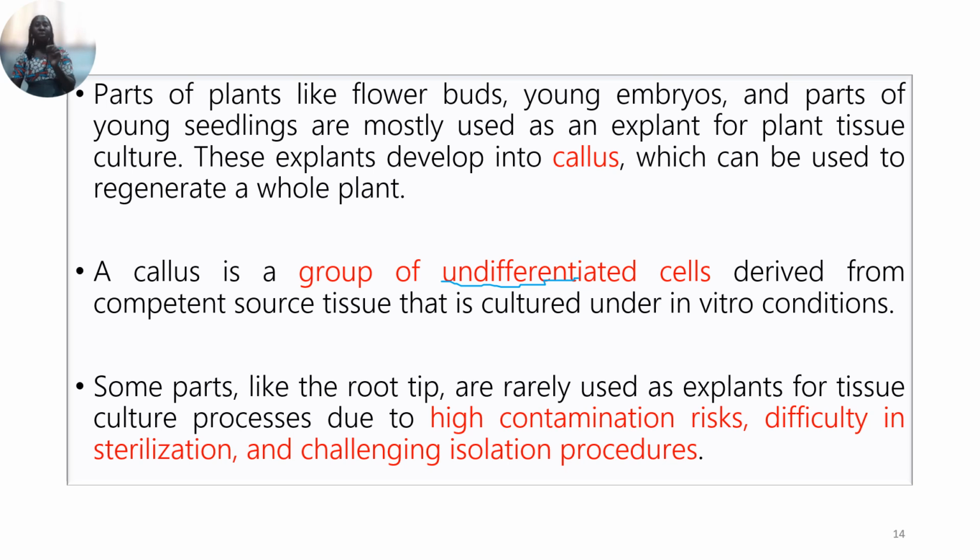We shall see all this, don't bother yourself. It's just that you have to make sure you go with me together as we move from part 1 to the last part of plant tissue culture.